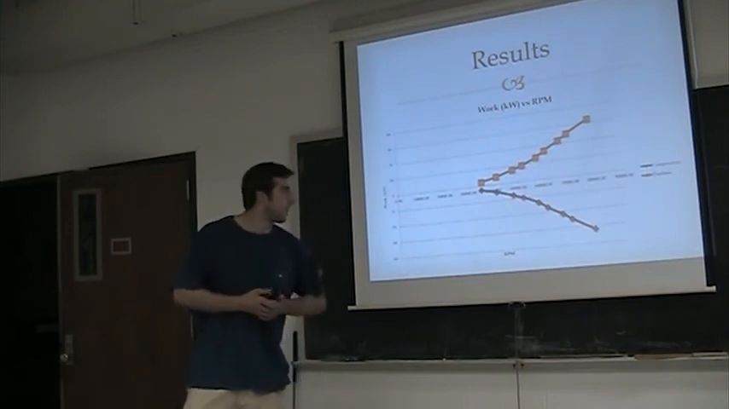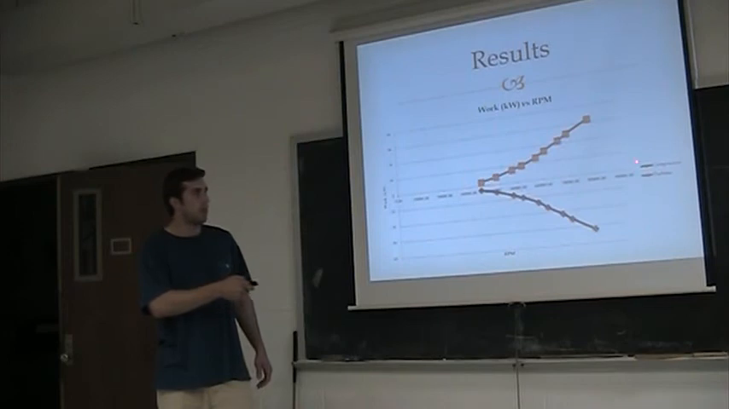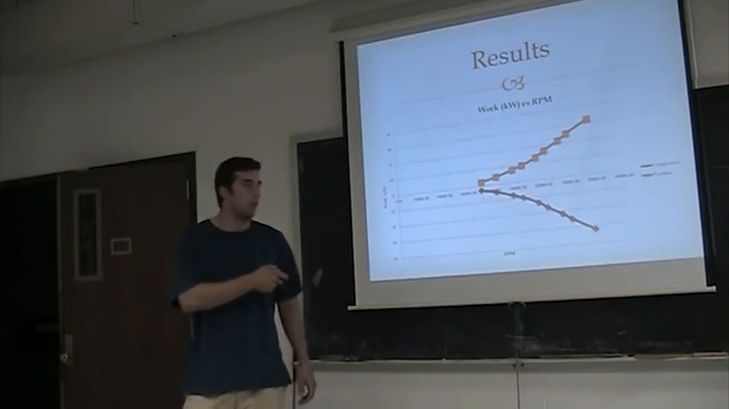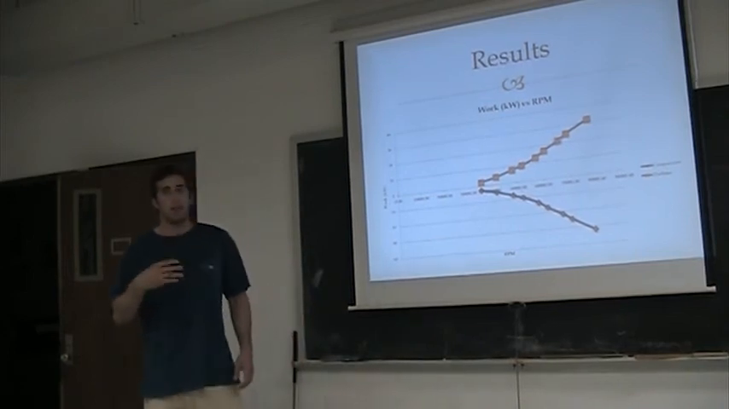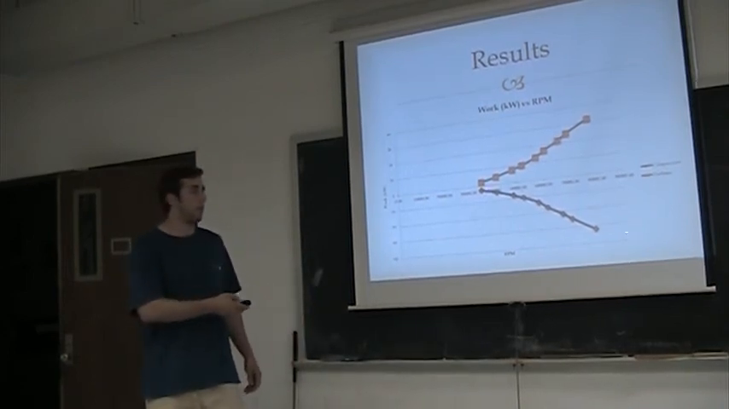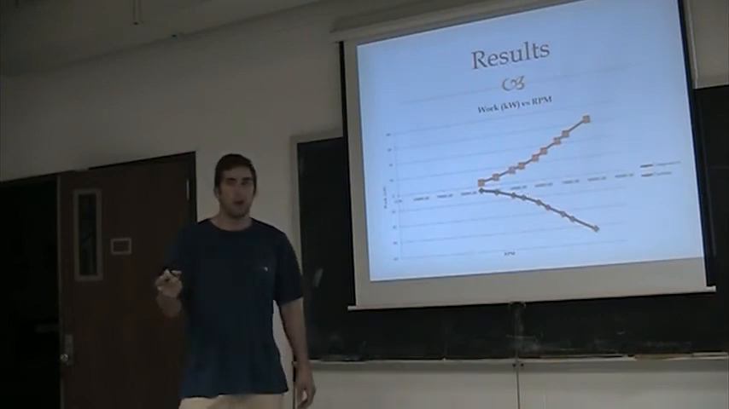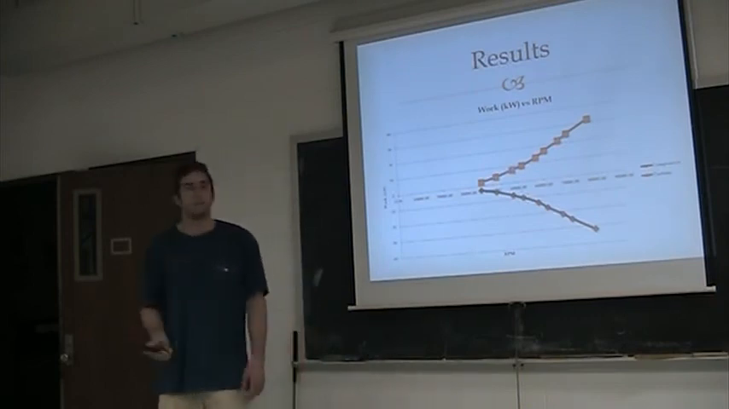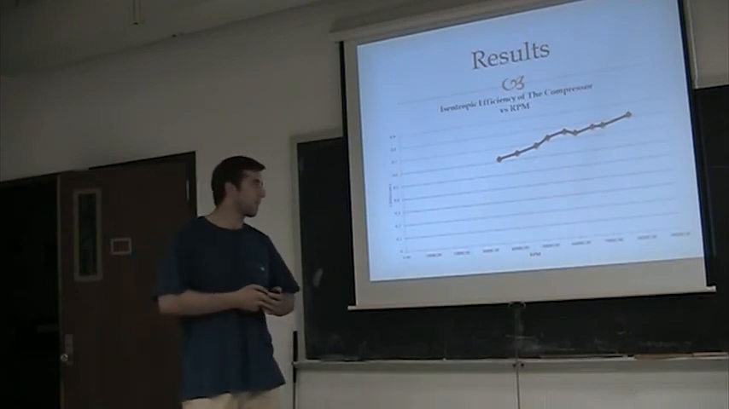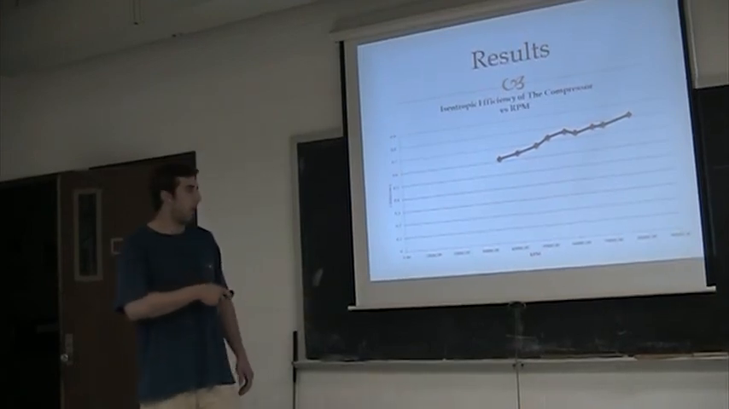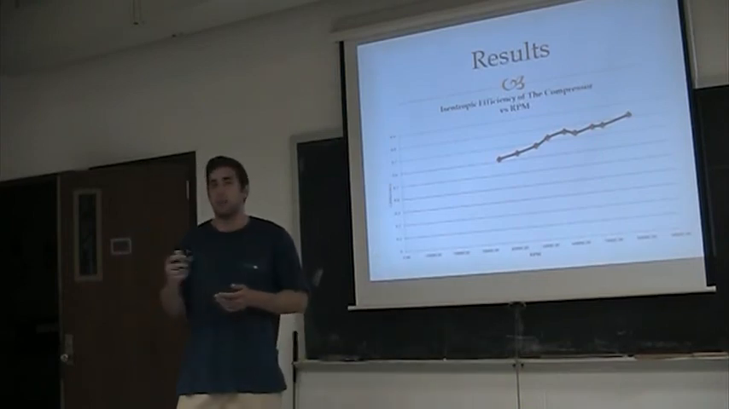The work: the faster it spins, the more work the compressor is going to have to do, and in turn, the more work we're getting out of the turbine. So the more you work it, the more work gets put back in. Here's the efficiency of the compressor. Again, the faster it spins, the more efficient it is, because of what we said, the work gets put back in.